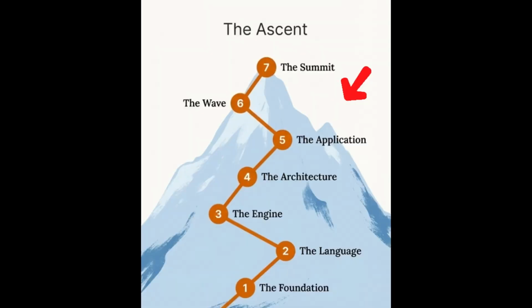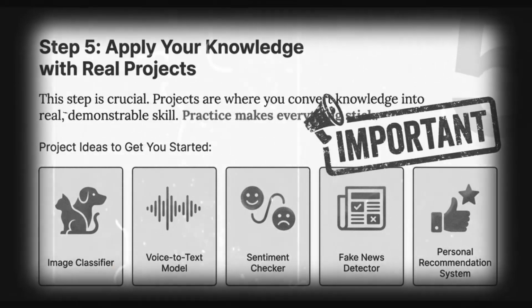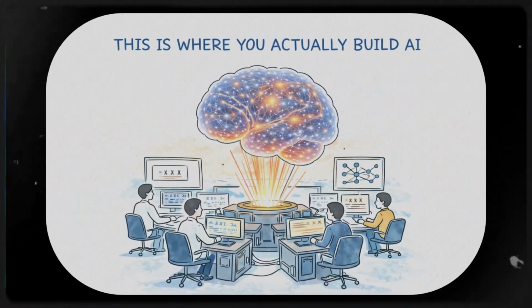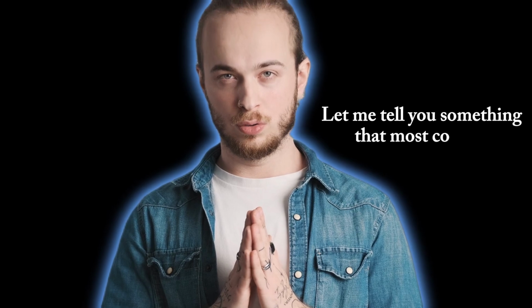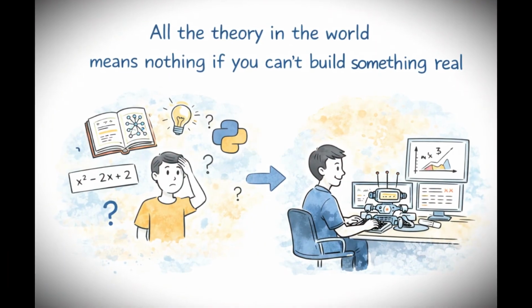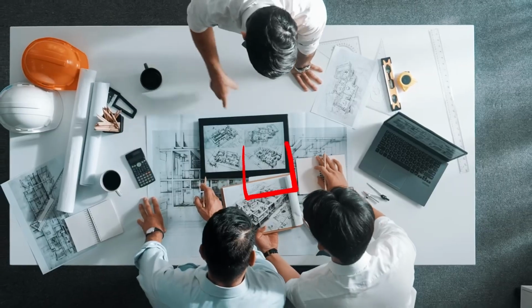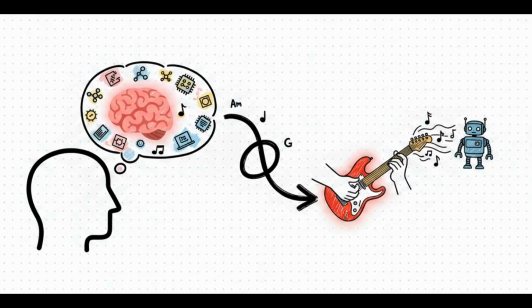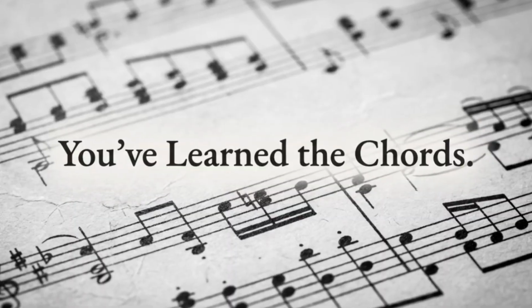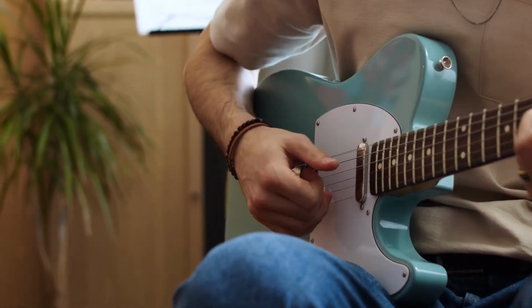When you're done with that, move into the next step, which is step 5. Projects. Yes, you heard that right. This step is important and crucial because this is where you actually build AI, even simple ones. Let me tell you something that most courses won't tell you. All the theory in the world means nothing if you can't build something real. Projects are where learning becomes skill. It's the difference between knowing how to play guitar chords and actually performing a song in front of people.